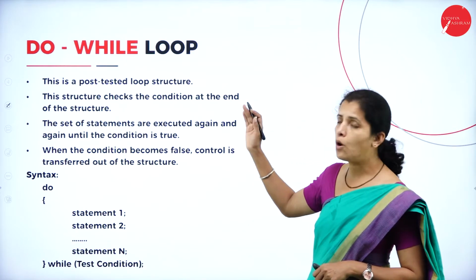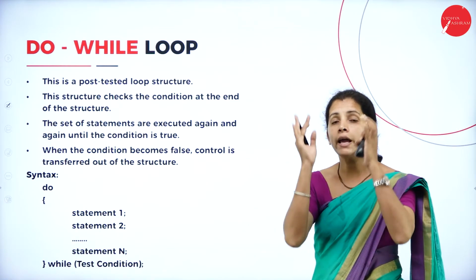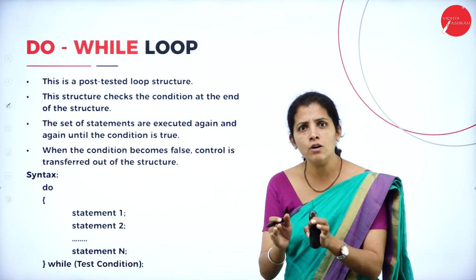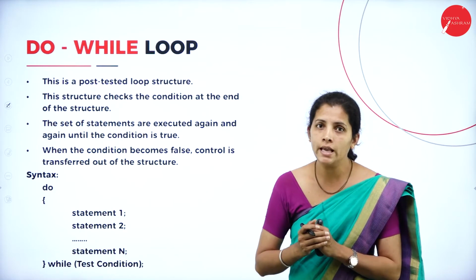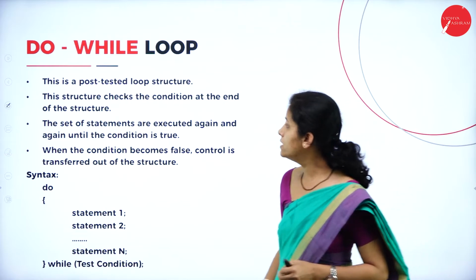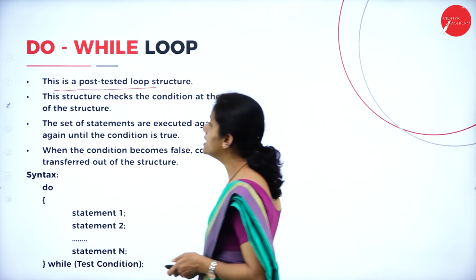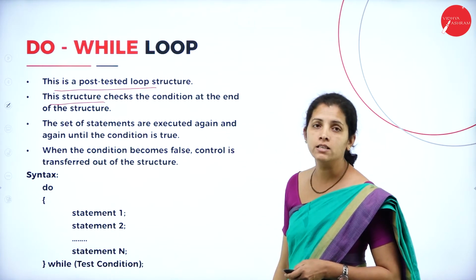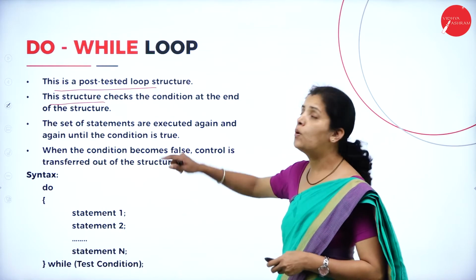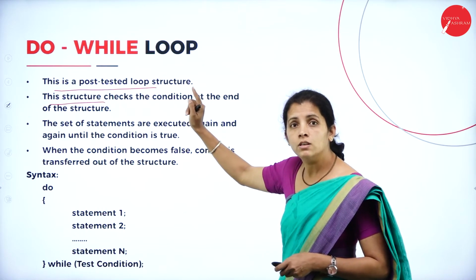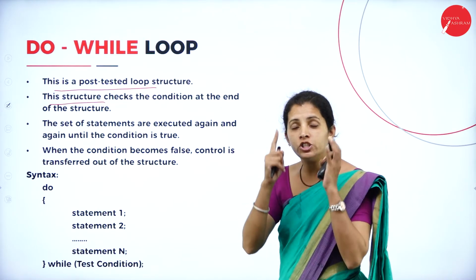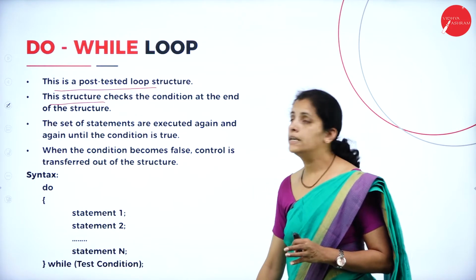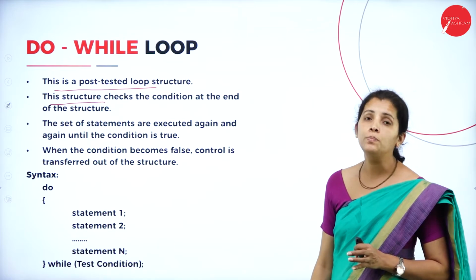So here, do means what? Do certain work or execute certain statements, then check the condition. Even if the condition is false, you still get the chance to execute at least once. So here it is a post-tested looping construct. This structure checks the condition at the end of the structure, so it is called post-tested. That means it allows you to do the work and then check the condition at the end. For that reason, it is called a post-tested loop structure.